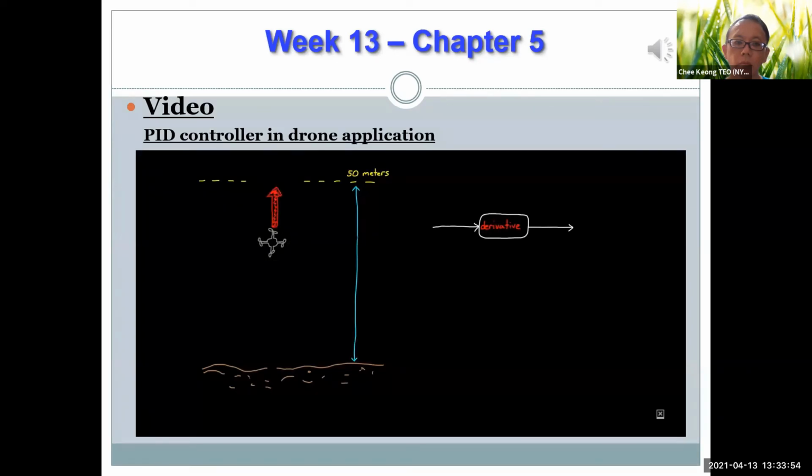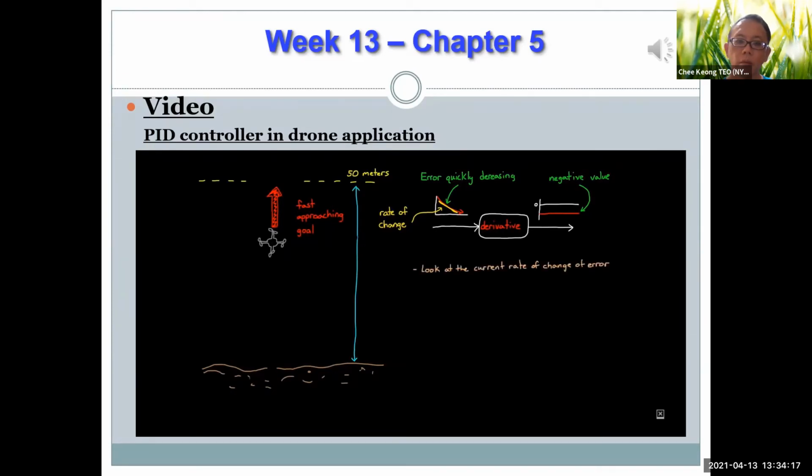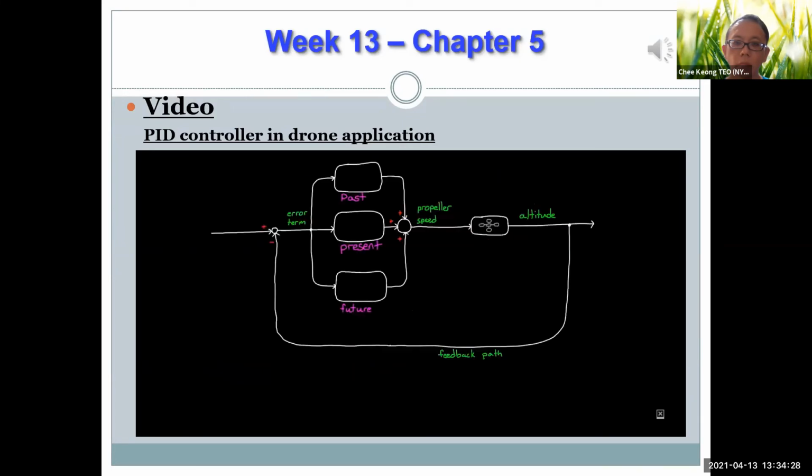For example, if our drone is rising quickly and fast approaching our goal, this means that the error is quickly decreasing. That decreasing error has a negative rate of change, which will produce a negative value through our derivative path. That negative value will be added to our controller's output, therefore lowering the propeller speed. Basically, our controller is using changing error to determine that we are closing in on our goal way too fast, and then prematurely slowing down the propeller speed, preventing the drone from overshooting. And just like that, we've created a PID controller, proportional, integral, derivative.